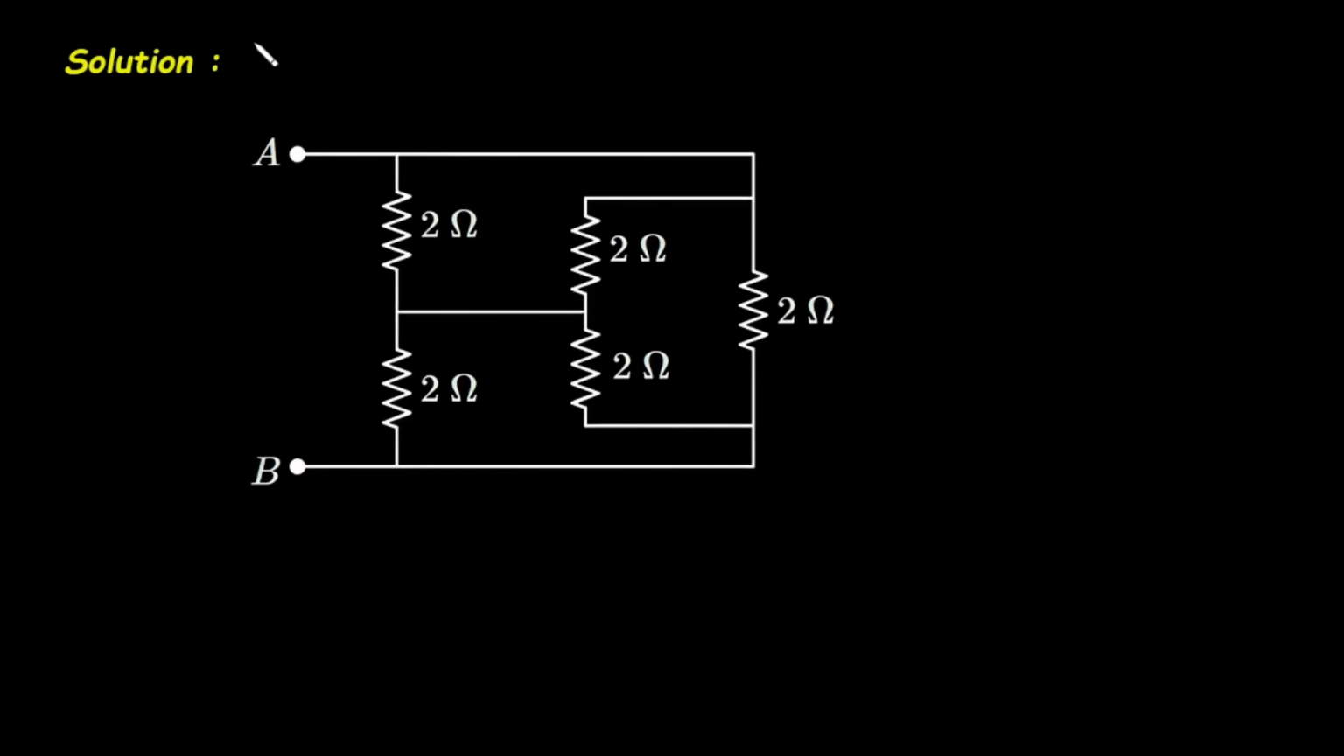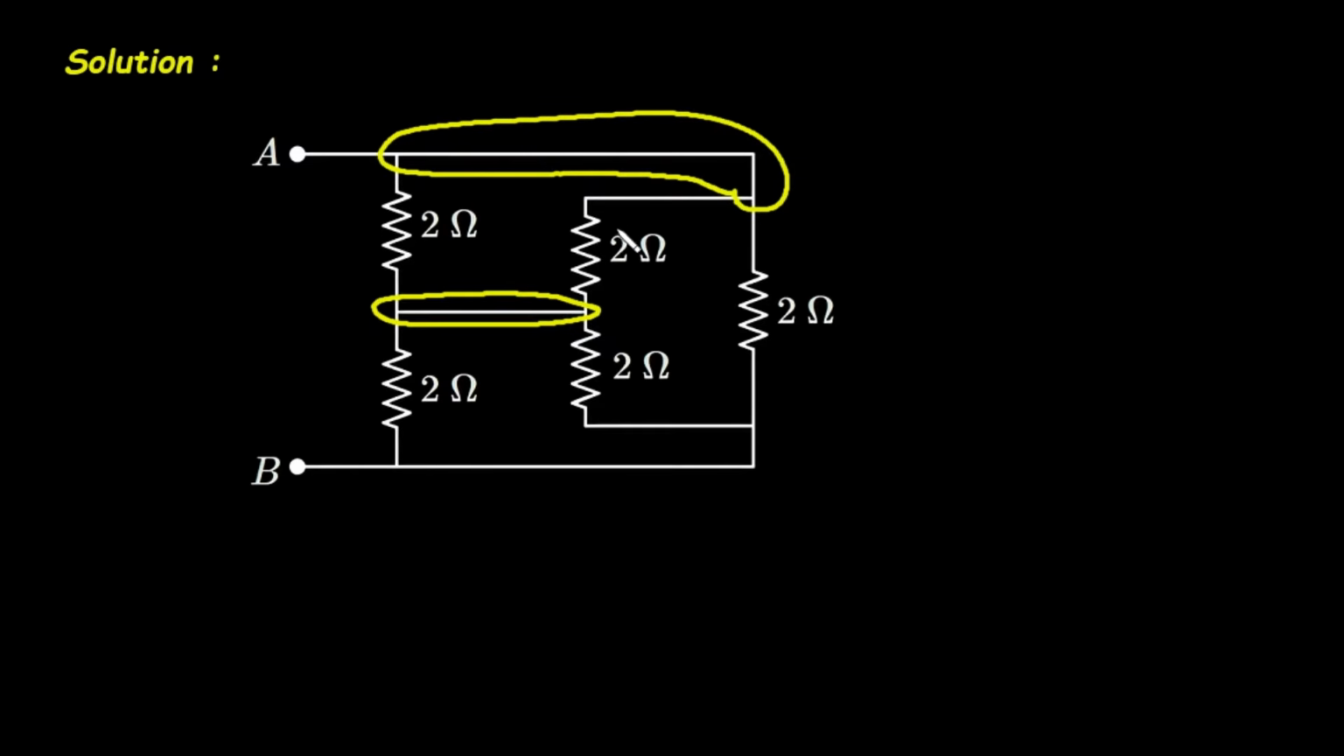Now here we can see this 2 ohm is in parallel with this 2 ohm. Now how? Let's see. This is one node and here this is another node. So here we can clearly see these two are connected together. That means this 2 ohm is in parallel with this 2 ohm. Now similarly, this 2 ohm is parallel with this 2 ohm.